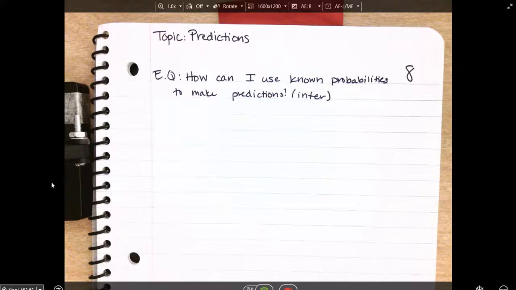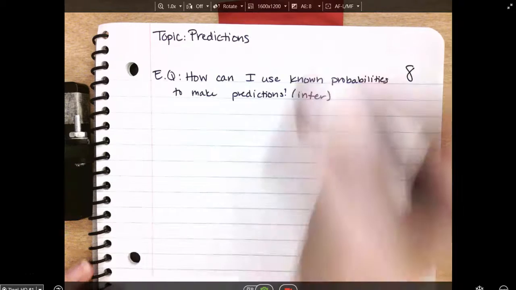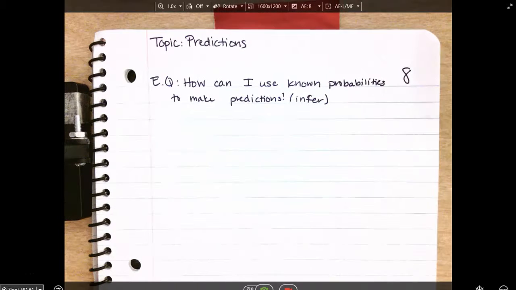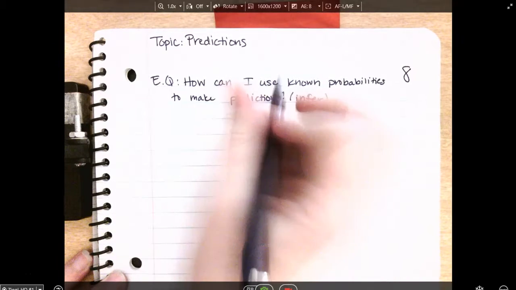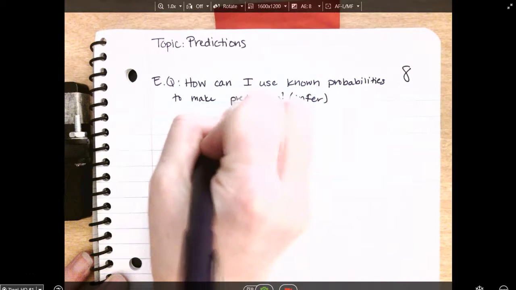This is an instructional video about making predictions using known probabilities. And our essential question is, how can I use known probabilities to make predictions? So, for example, making predictions.